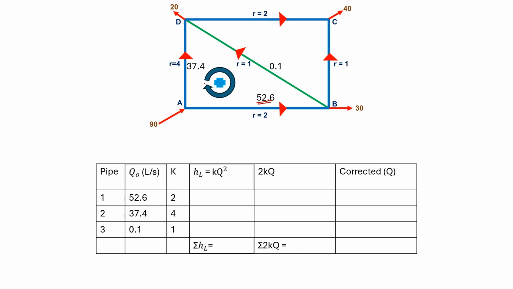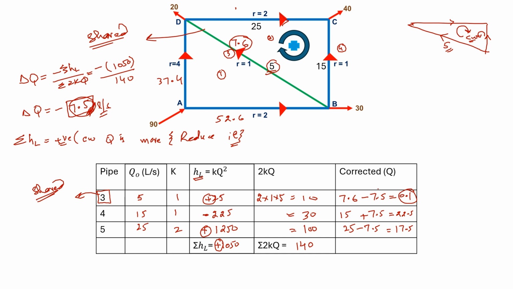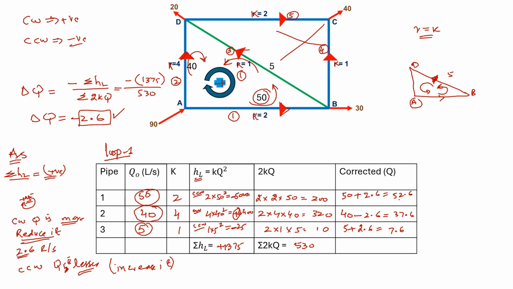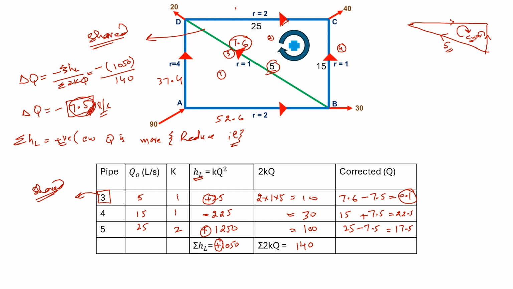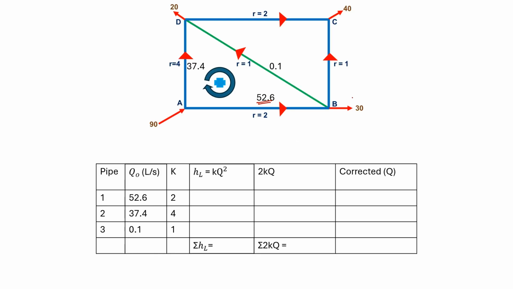52.6 for the first pipe, this one. Because we are moving again to trial 2 with the first loop again. 52.6, 37.6, but we will not write this value 37.6 for the shared pipe because it is 0.1 after the second correction on the second loop. So it will be 0.1 and 37.4.